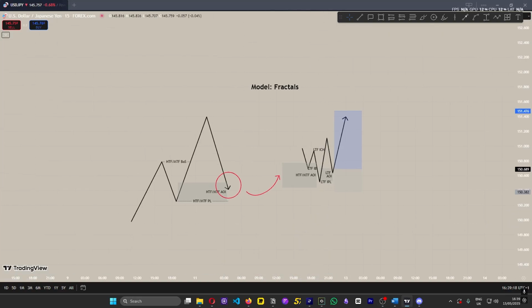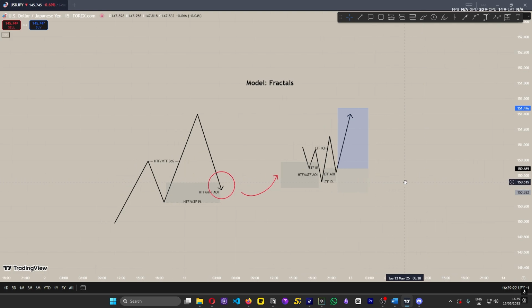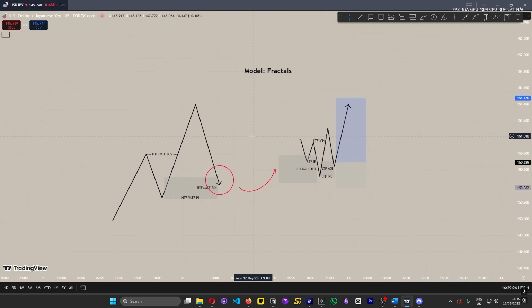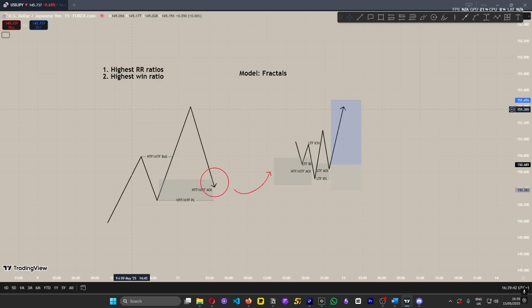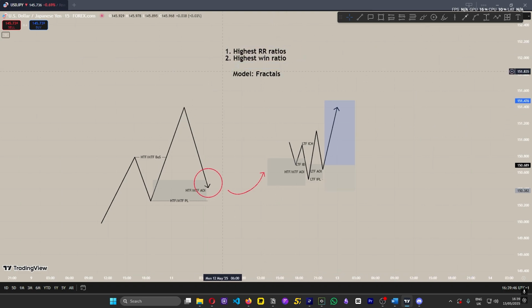Alright, so in this video we're going to learn about fractals. Now this is going to be the model that I use the most, and there's a few reasons for that. One, it's because it gets me the highest risk to reward ratios, and I've also got the highest win ratio with this trading model. So how does this actually work?